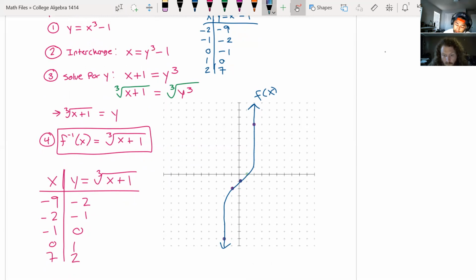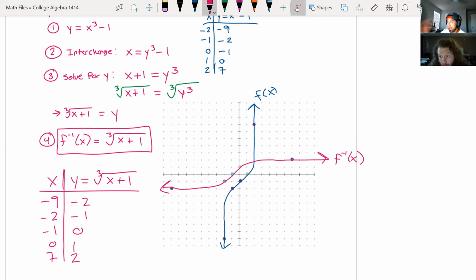Now let's plot this function. -9, -2, right there. -2, -1, -1, 0, 0, 1, and 7, 2. 1, 2, 3, 2. And connect. And there's our inverse.